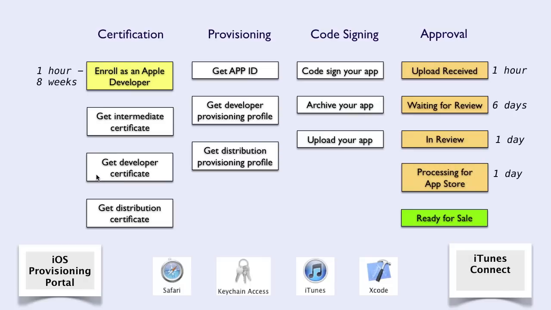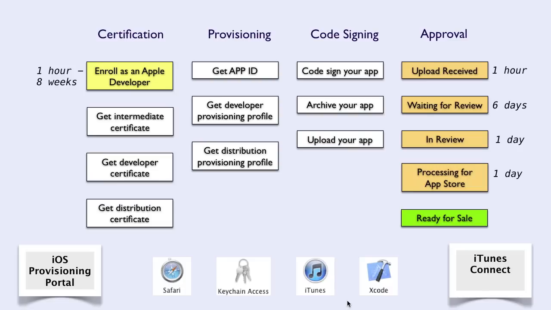The process is divided into 4 groups: certification, provisioning, code signing, and approval. And for each group there are steps that you have to go through. In this process you will use two websites. One is called iOS Provisioning Portal, which you will use to get certificates and provisioning profiles. And the other one is called iTunes Connect, which you will use to upload your app for the reviewing. The tools that you will be using are Safari or another web browser to interact with those two websites. You will use keychain access to store certificates in your computer. You will use Xcode and iTunes for provisioning, signing, and the approval process.